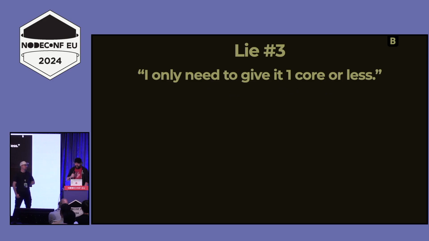Okay, line number 3, I need to give it 1 core or less. So often we see this in Kubernetes deployments. People will give it something like half a core, like 500 millicores, thinking, okay, JavaScript is single-threaded, so surely this should be enough, right? As we'll get into in a later slide, even out of the box with just 1 thread in Node, you're still not actually single-threaded.